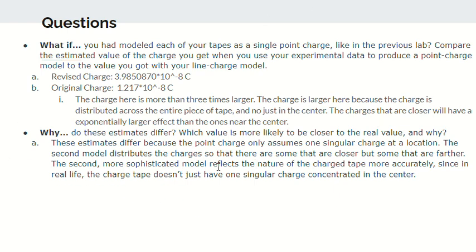So why do these estimates differ? Which value is closer to the real value? These estimates differ because the point charge only assumes one singular charge at the center of the charge tape, and the second model distributes the charges evenly so that there are some that are closer but some that are further. The second, more sophisticated model reflects the nature of the charge tape more accurately, since in real life, the charge tape doesn't just have one singular charge in the center.